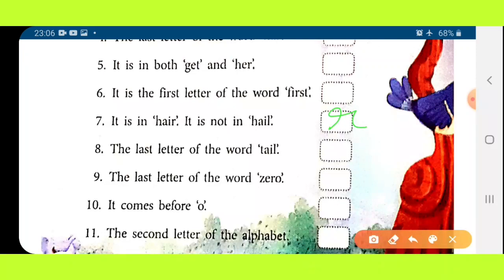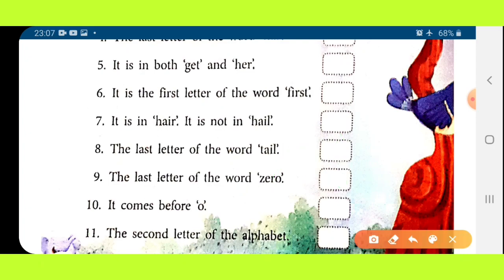Next, the last letter of the word, seventh, yes, eighth question. The last letter of the word tail. Yes, just tell me fast, what is the last letter? Yes, L. Very good. Now tell me, what is the last letter of the word zero? O. Very good. You are giving very fast answers.